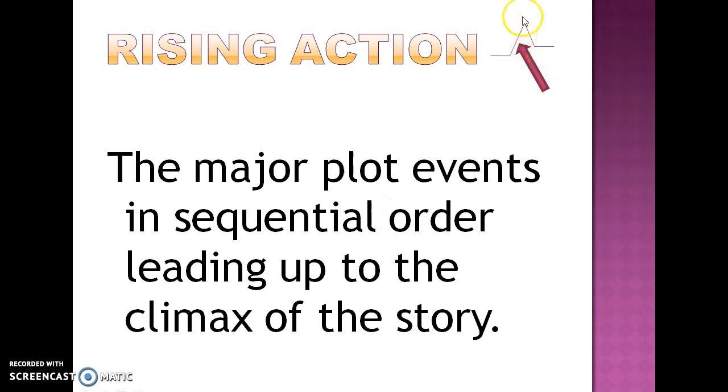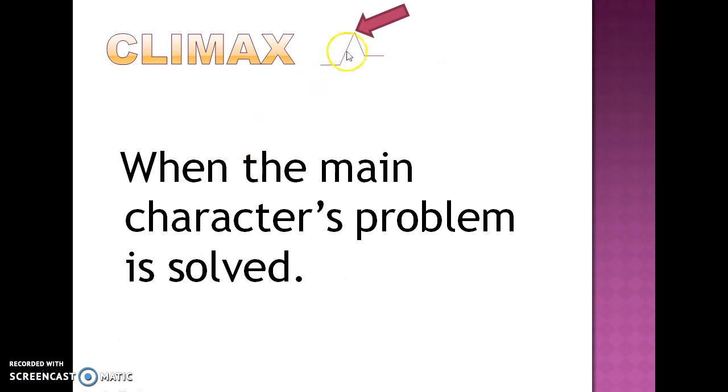The rising action, this part right here, the major plot events in sequential order leading up to the climax of the story. Sequential just means in the order that things happened. What happened first, second, third, fourth. Now the climax or the turning point, the peak of the story, when the conflict is solved. Don't forget that it's much harder to fill in the rising action until you know how the problem is solved. So when you're trying to fill out a plot diagram, I want you to identify the conflict and the climax and then identify rising action events.